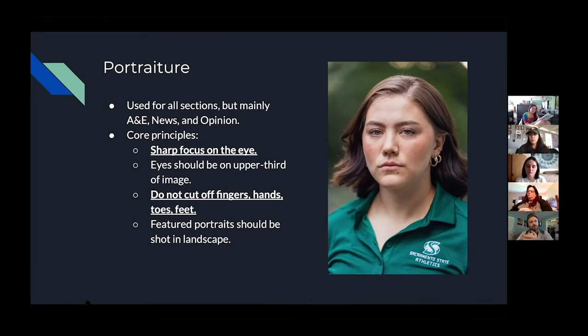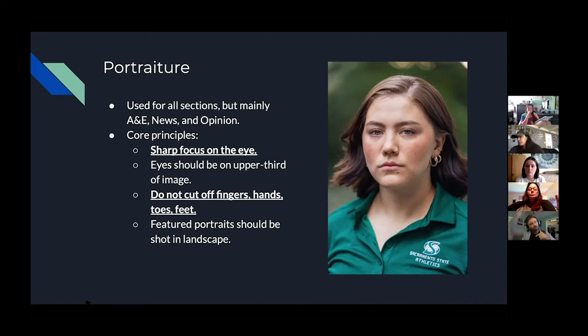So if you can't focus on the eye, focus on the face, because that's going to matter. When you're looking at a portrait, you're looking at their eyes, their nose, their mouth. And in my opinion, and this is what I've seen mainly in portraits, those eyes tend to be on the upper third of the image.